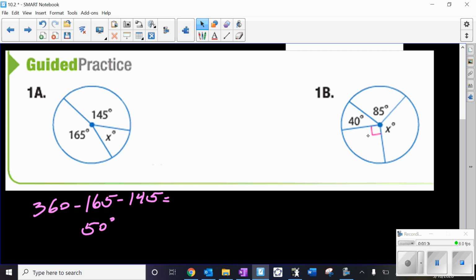Same thing for 1B, we know that this is 90. You take 360, subtract off 90, 85, and 40 this time, you're going to get a central angle of 145 degrees. And that's all there is to it to find the measure of central angles.